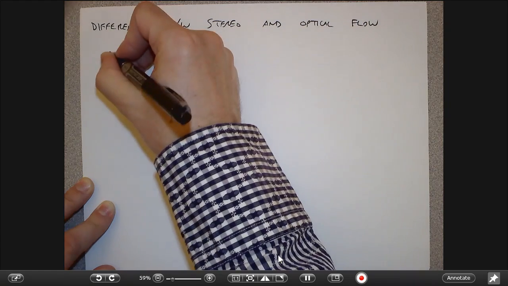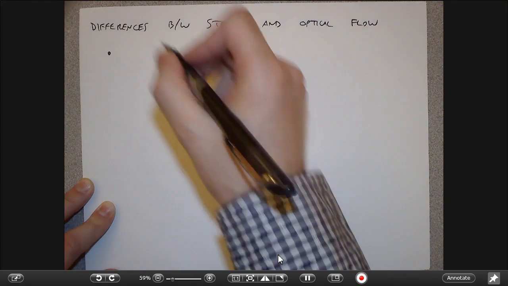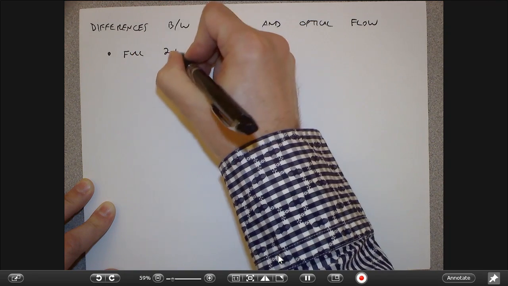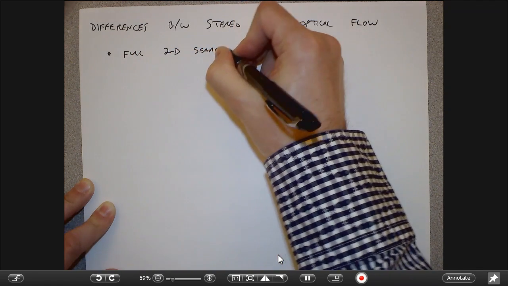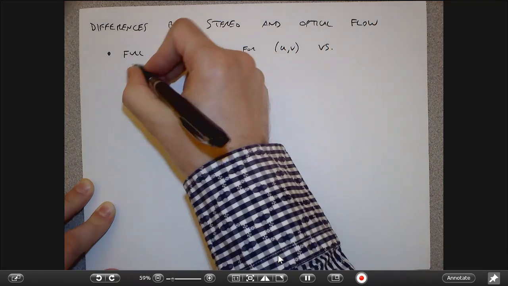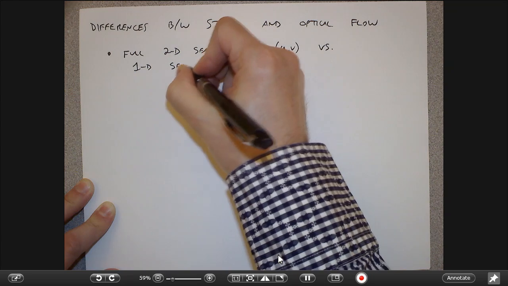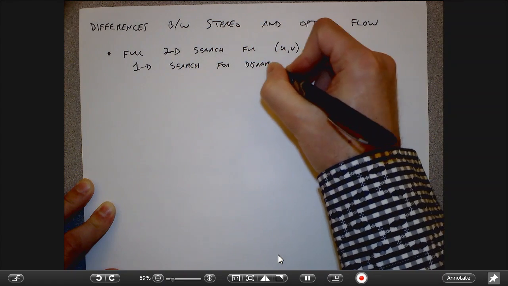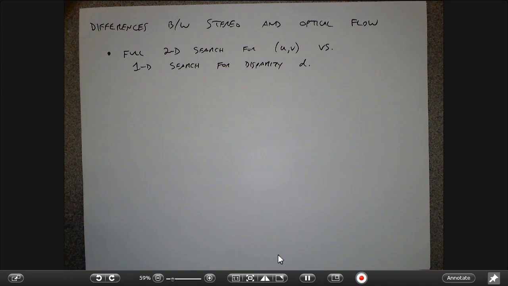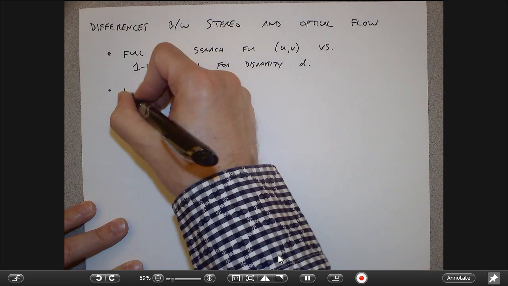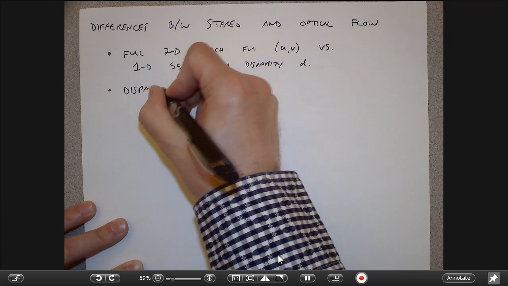So one is kind of a full 2D search for UV versus a 1D search for the disparity. That's kind of what we talked about already. So one is the fact that I've constrained where I look for the correspondences. The second one is that typically disparities are quantized.